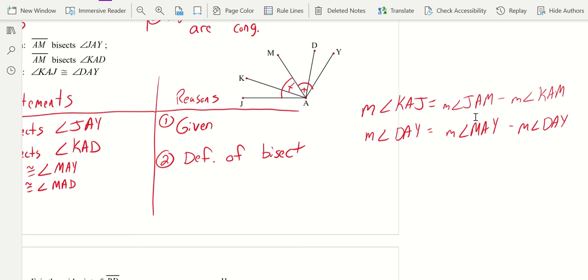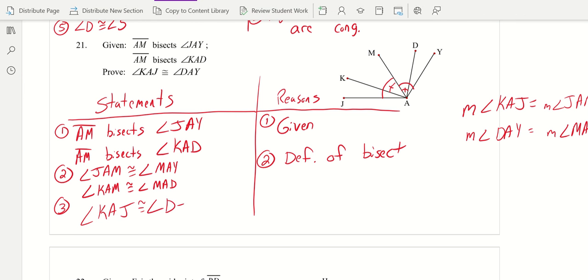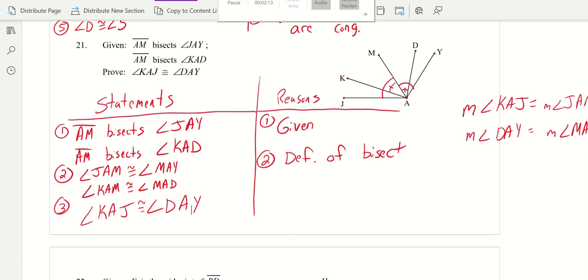So JAM and MAY, they're congruent. KAM and MAD, they're congruent. So when congruent angles are subtracted from congruent angles, their differences are congruent. So we are able to conclude that angle KAJ is congruent to angle DAY, and that reason is the subtraction property.